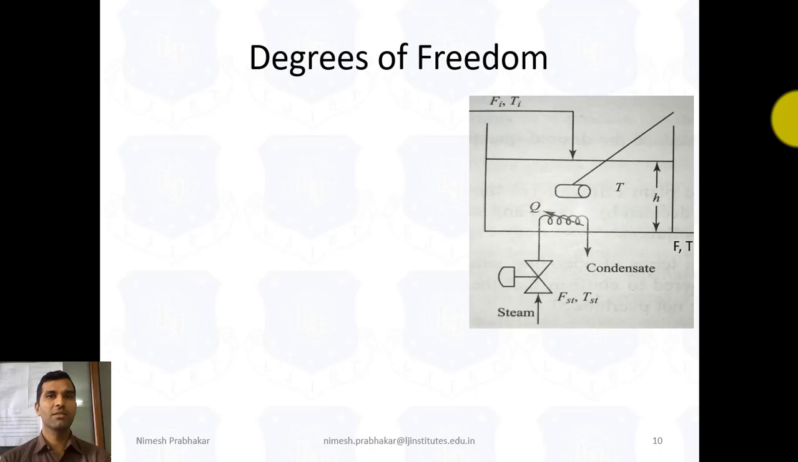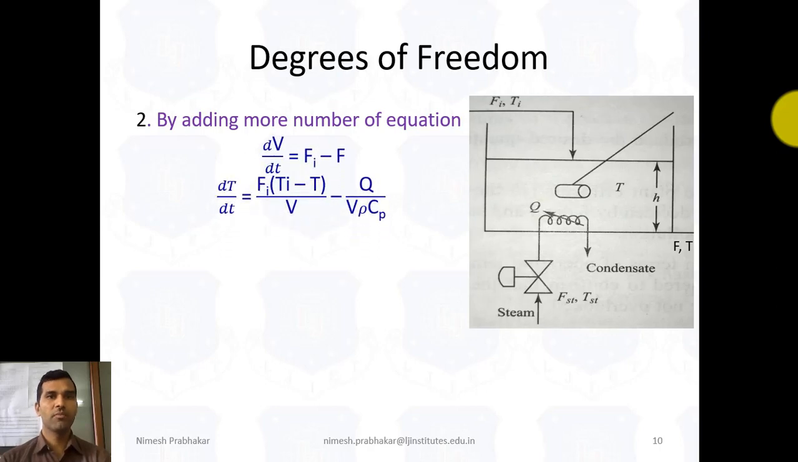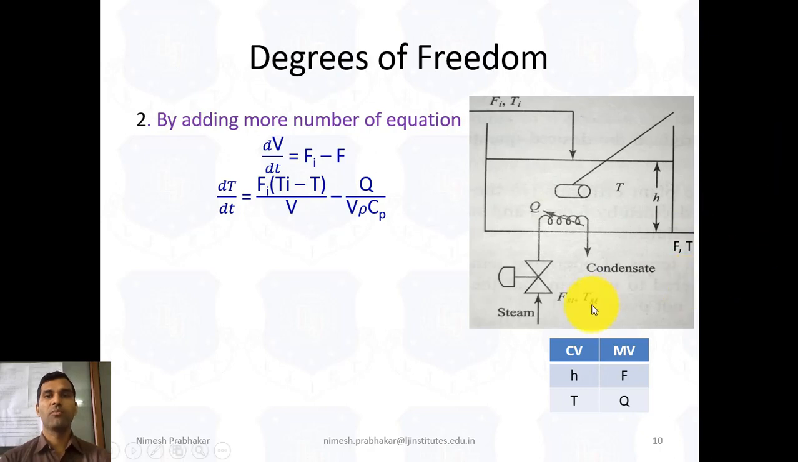The second way is by adding more equations. Here we have only two equations, so how can we add two more equations? Now we make pairs of control variable and manipulated variable. Here the control variables are h and T, that means the height. We specify this equation in terms of the height, because V equals A times h, so we can also write this. So at that time the height is a control variable and the temperature is also a control variable.